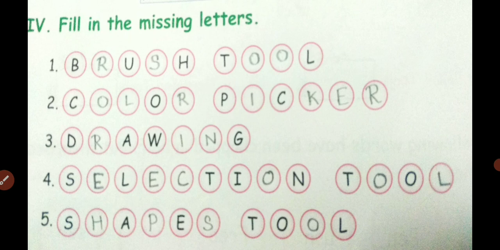Turn to the next page, 52. Fourth Roman letter. Fill in the missing letters. The first one, B-R-U-S-H. There is an R missing, S is missing, right? Then B-R-U-S-H-T-O-O-L, brush tool. Everyone write in the book.